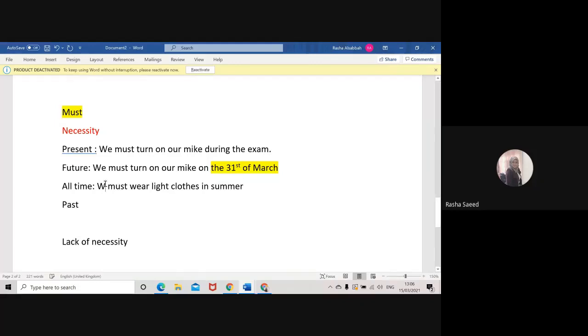So, we mentioned that past necessity we don't need, because we don't have the past form of must. That's why we use have to, and it's in the past form. Have to. But we will make it had to in the past. We had to leave the country due to terrorism, for instance. Due to terrorism activities.